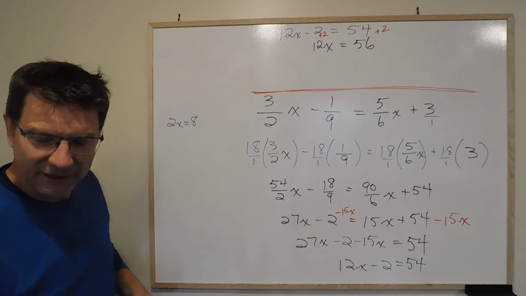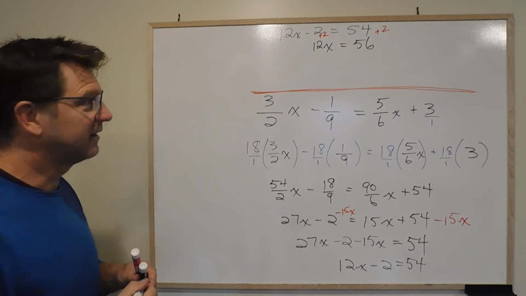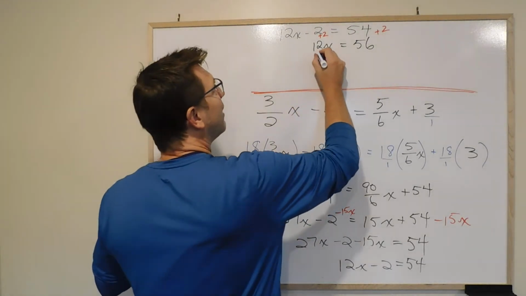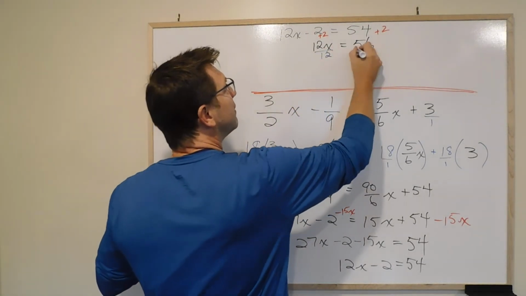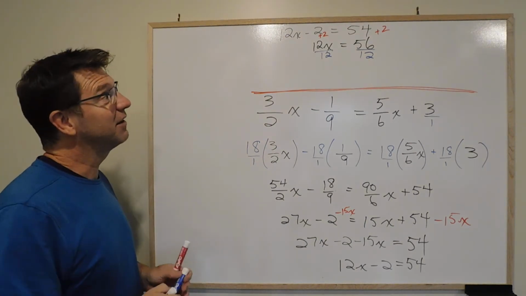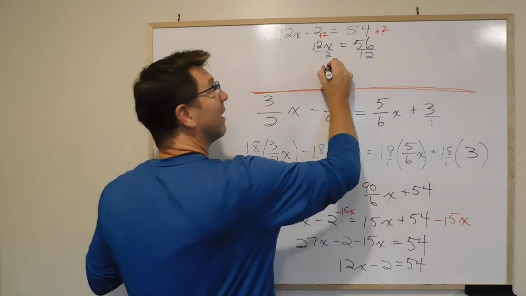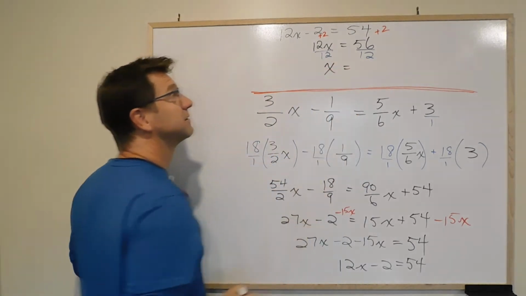But I don't want 12x. Kind of like I didn't want 2x over here. I want 1x. So I'm going to have to divide by 12 on both sides. Again, as long as I do it on both sides, I maintain the balance. 12x divided by 12 is 1x. We don't have to show the 1, we just have x.